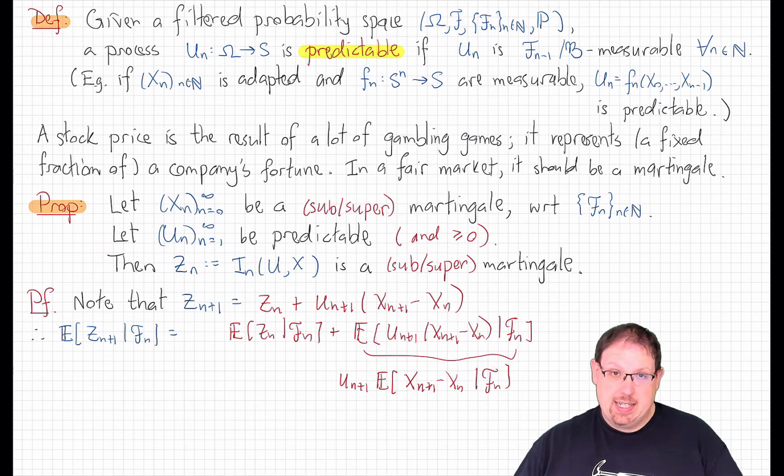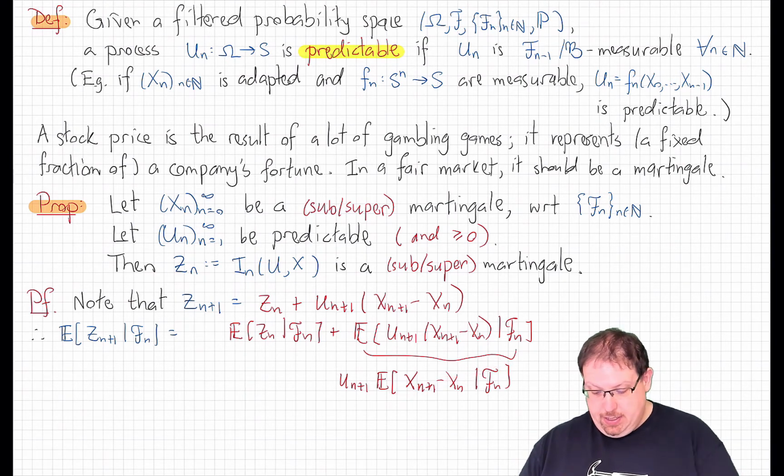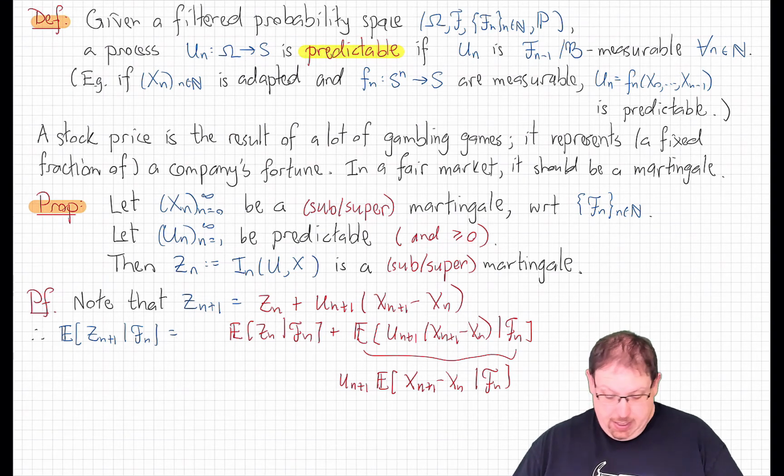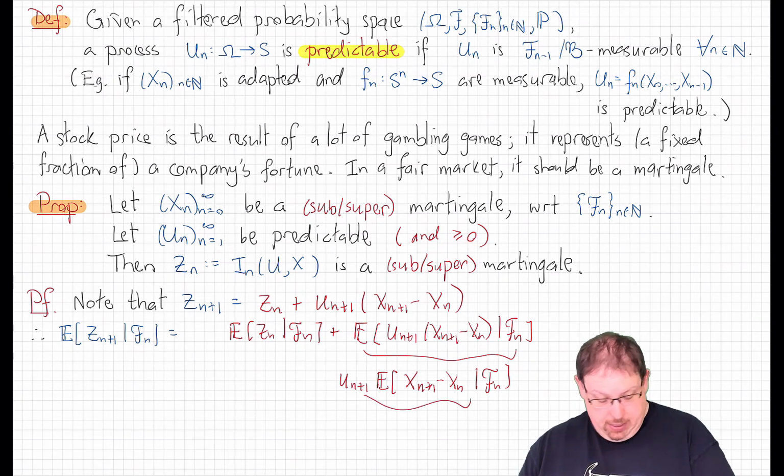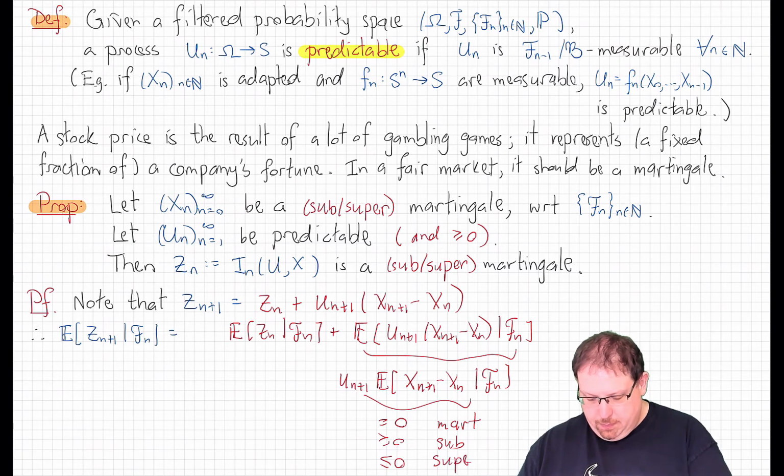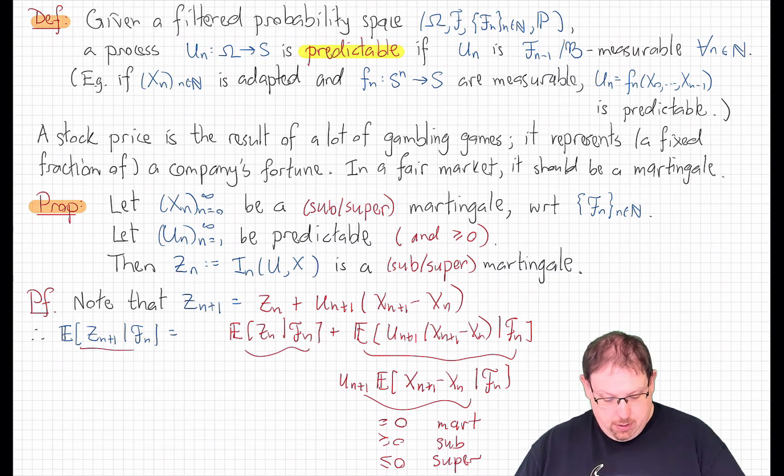If Xn is a supermartingale, this is less than or equal to 0, and if it's a submartingale, this is greater than or equal to 0. And given that the sign of un is non-negative here, this whole term is either equal to 0, greater than or equal to 0, or less than or equal to 0, depending on whether x is a martingale, a submartingale, or a supermartingale. And so we just have to look at this term here to see what this is equal to.